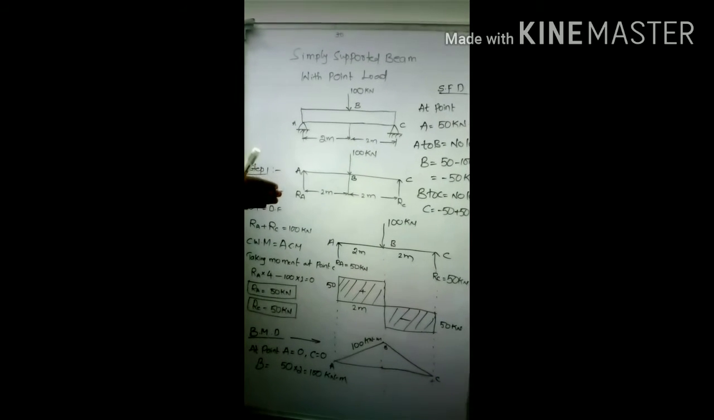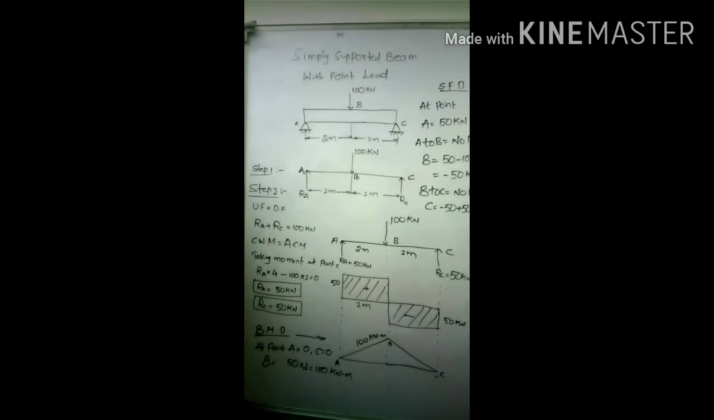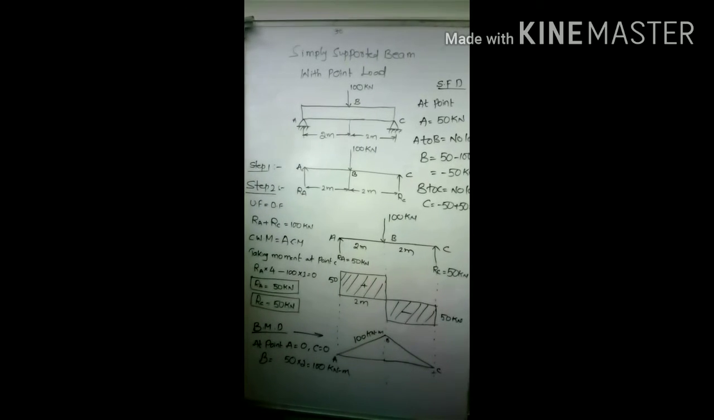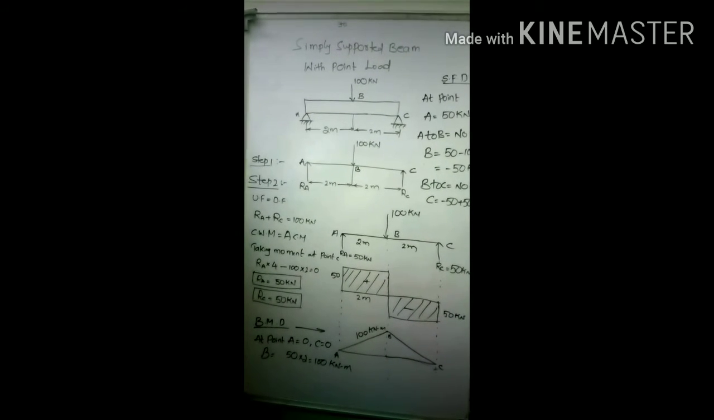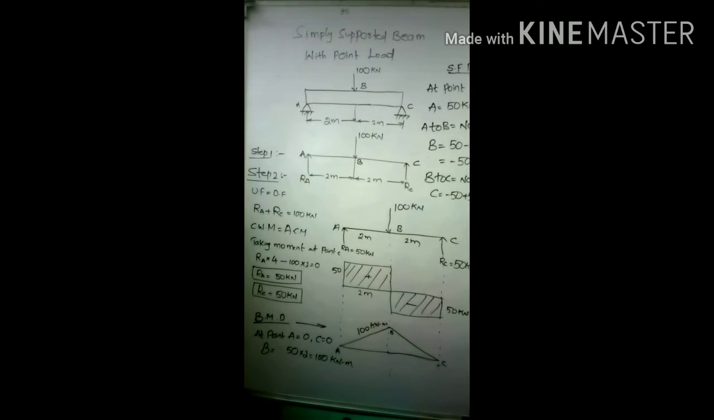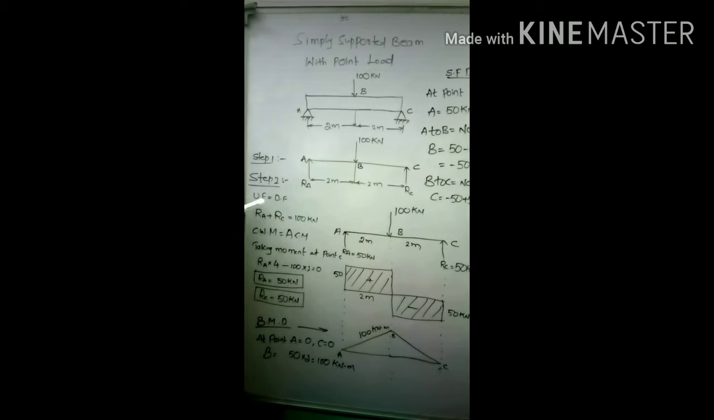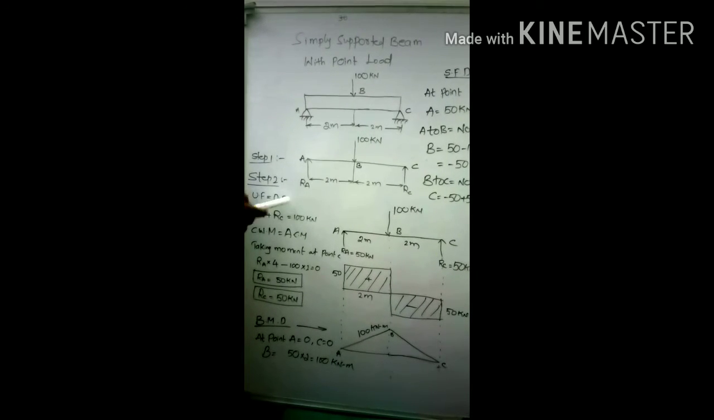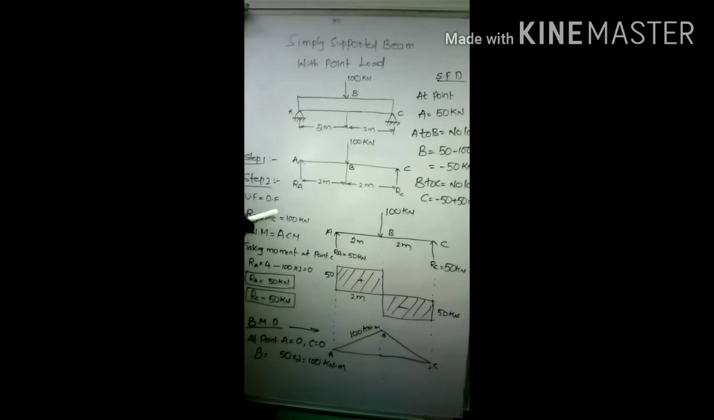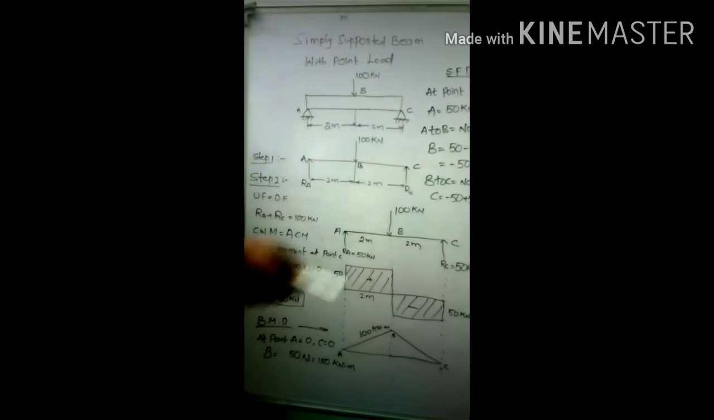So in order to calculate the reaction forces for any kind of beam, whether it is simply supported, cantilever, overhanging, whatever the type of beam, first you have to calculate the reaction forces. So how do you calculate the reaction forces? Reaction forces can be calculated by, first, upward force equal to downward force, and second, clockwise moment equal to anti-clockwise moment. By considering these two steps, you can calculate the reaction force values RA and RC.